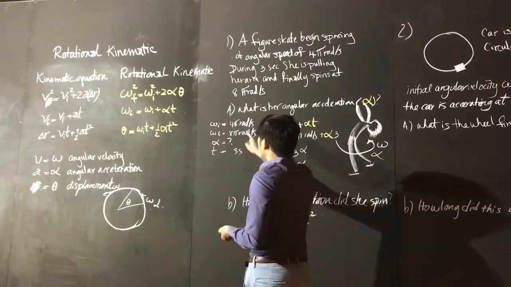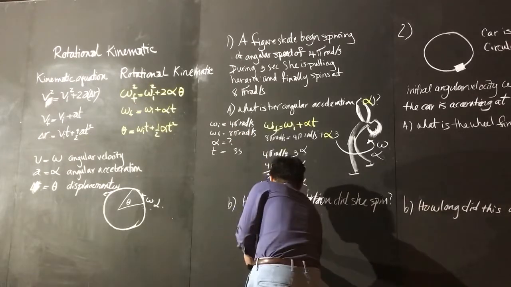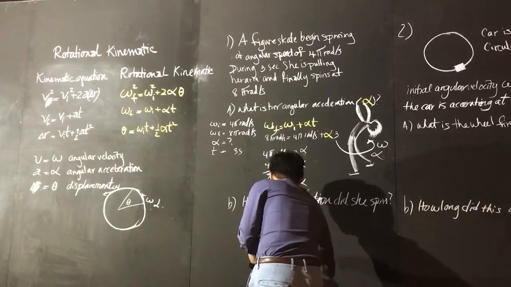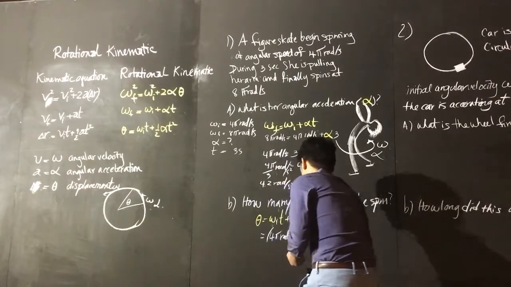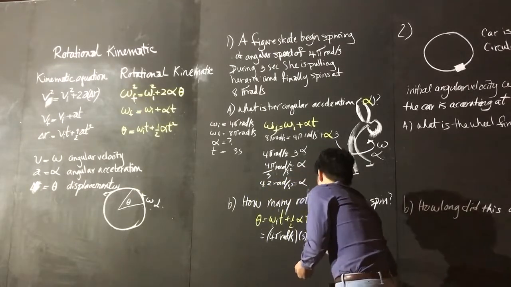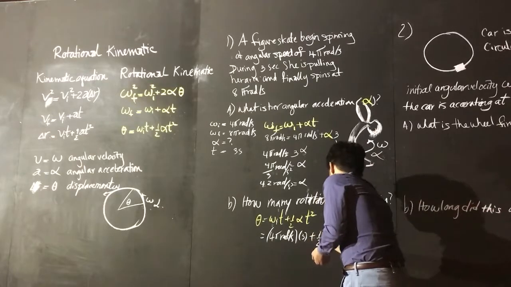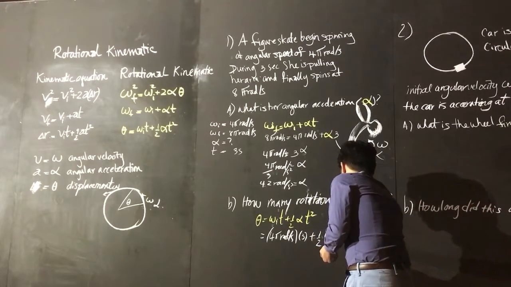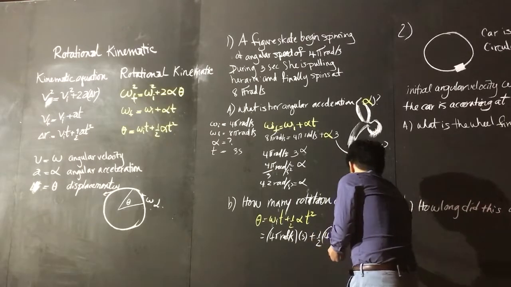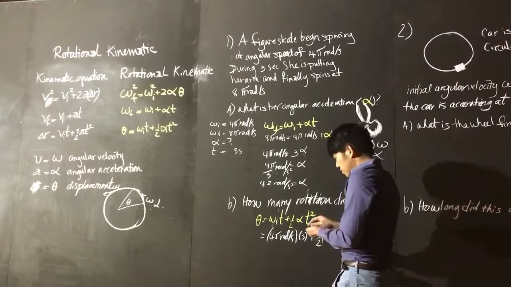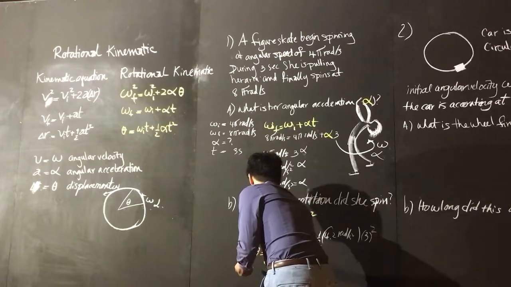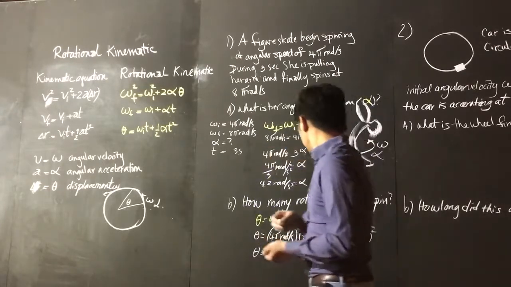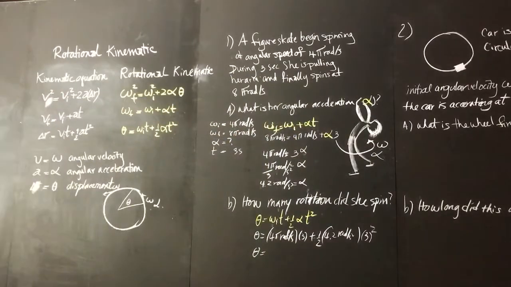What is our initial angular velocity? It is 4 pi radians per second. Do we know the time? Yes, it's 3 seconds. Plus 1/2 times this one, which is 4.2 radians per second square, times time, 3 squared. So when you compute this, what number should you get?